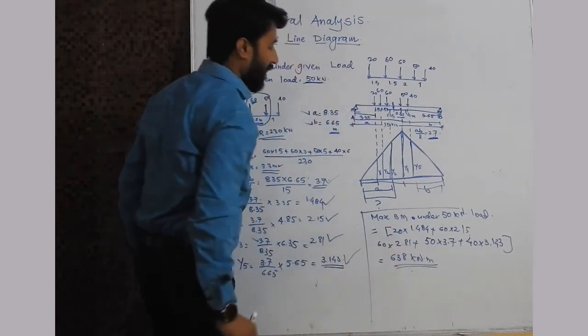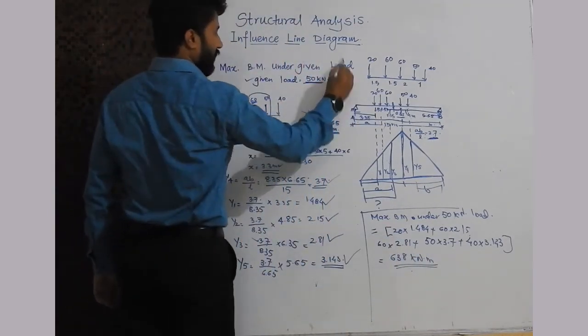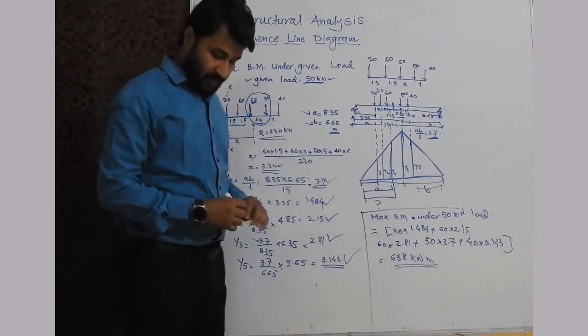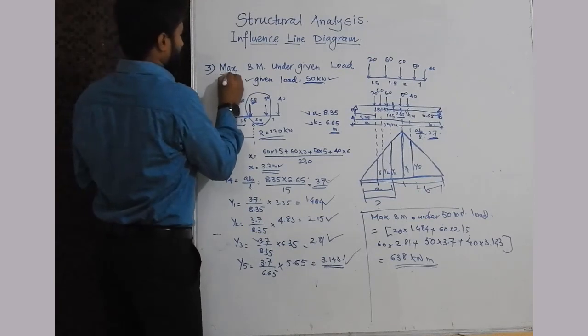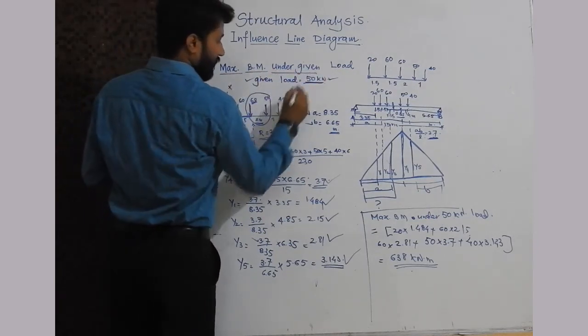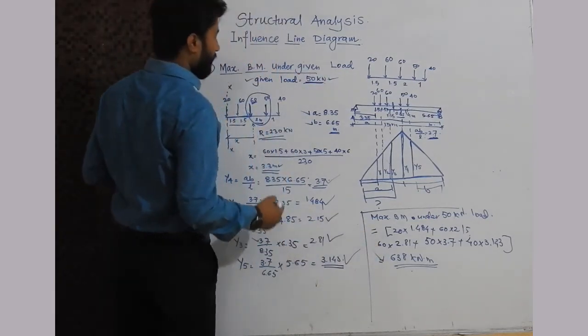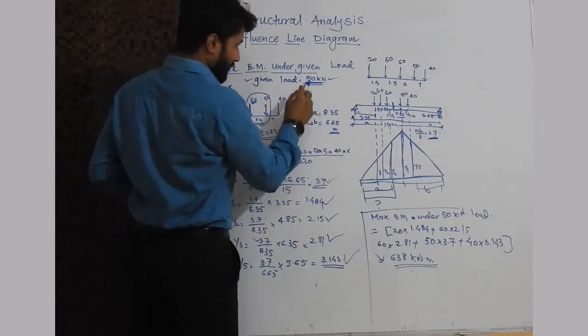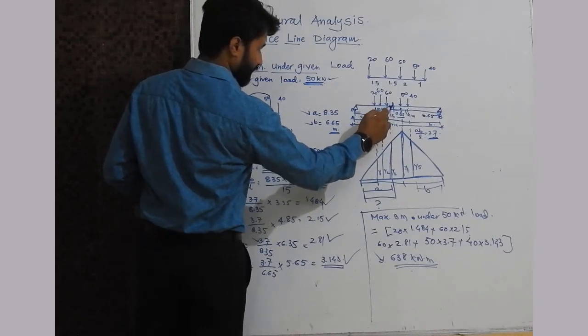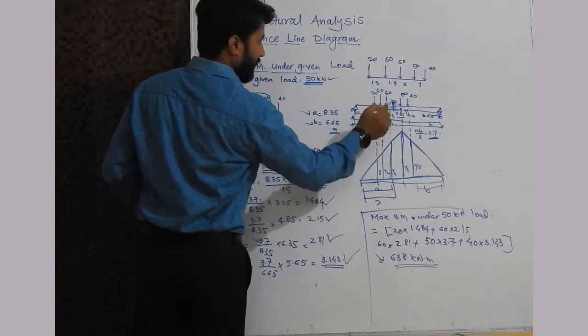Now this is the maximum bending moment under given load. So we can say that this 638 kilonewton meter will be the maximum bending moment under 50 kilonewton load, which is situated near to this center point load D.